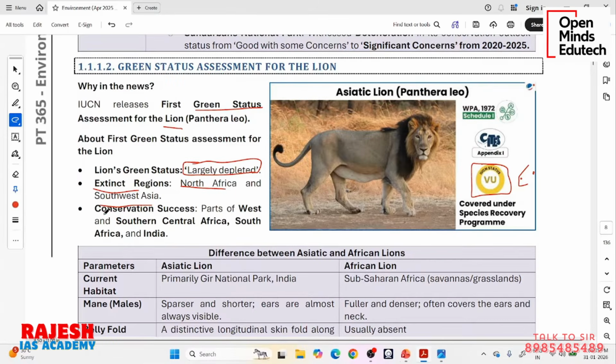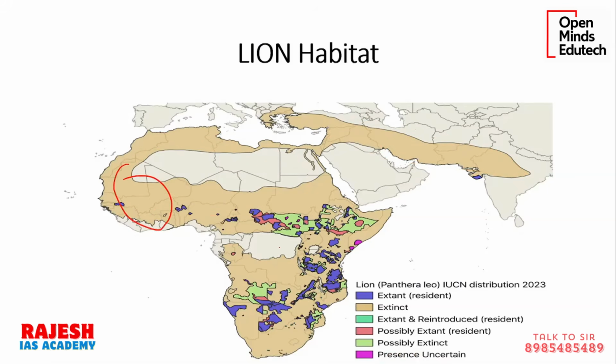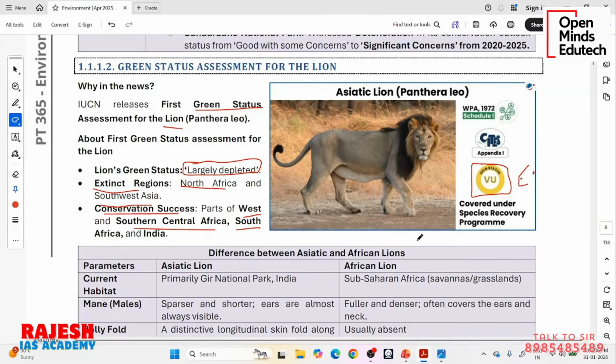Where the conservation is successful: parts of West and South Central Africa, South Africa and India. So in parts of West Africa, South Central Africa, South Africa and India, here it is the success of the lion conservation program.